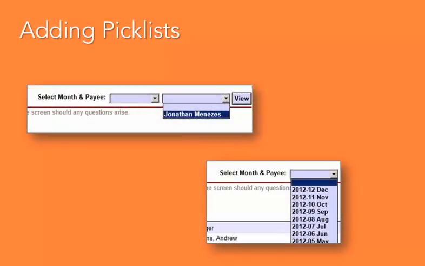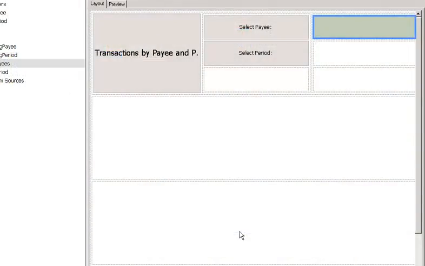Once the parameters have been created, we need to have a way to populate the parameters. Remember, the parameter is just a placeholder and the report viewer will need to populate that parameter with a selection from a pick list. Some examples of pick lists are shown on this slide. Let's add the payee pick list. Right-click in the blank cell and select Add Pick List Control.